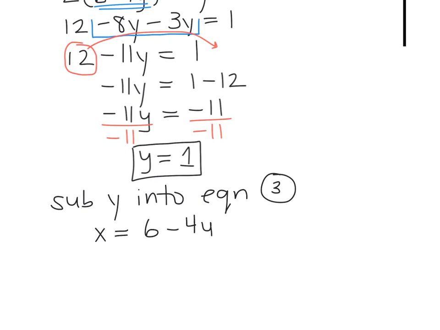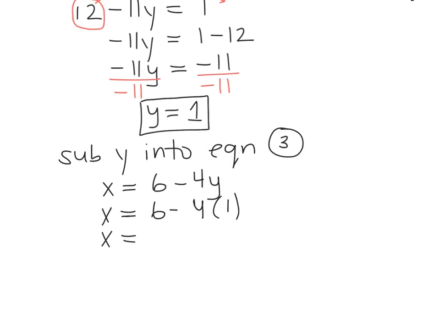So I'm going to recopy equation number 3, which was x equals 6 minus 4y. And in the place of y, I can put in my answer, which was 1. So if I solve, I'm going to get 6 minus, and then we've got 4 times 1, which is 4. 6 minus 4 is 2.